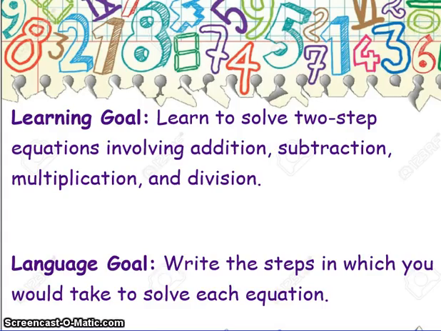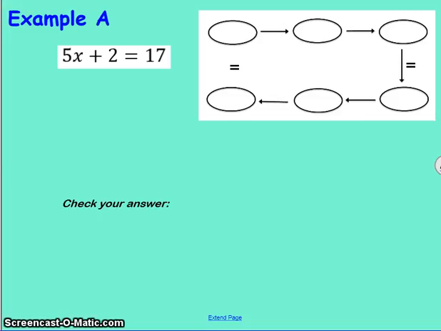Your learning goal says learn to solve two-step equations involving addition, subtraction, multiplication, and division. And your language goal says write the steps in which you would take to solve each equation. It's very important that you guys write all of these steps. Example A is 5x plus 2 is equal to 17.